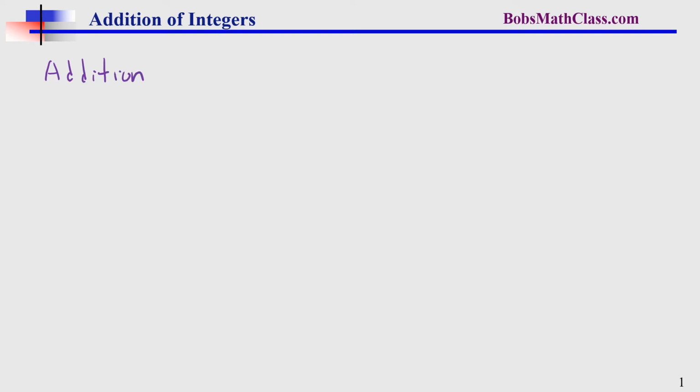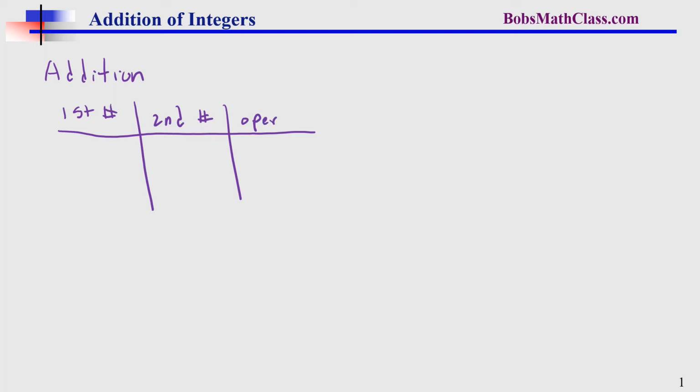When we say addition, we mean that it has a plus between the two numbers. So we have our first number, our second number, and then the operation, and then the resulting sign.